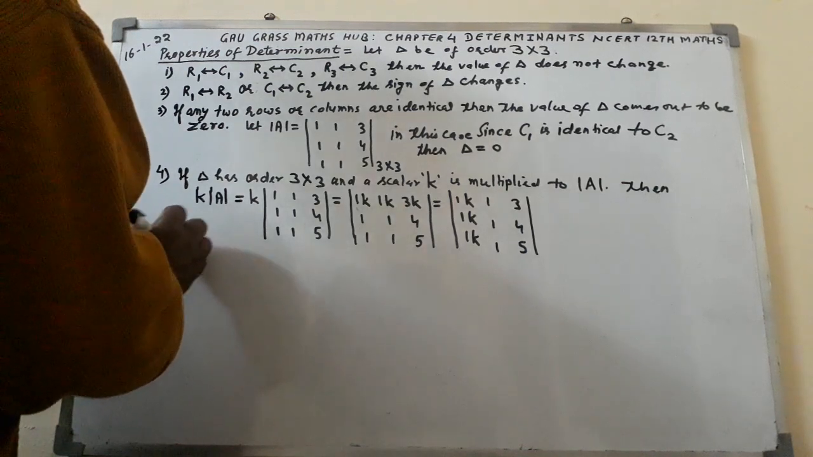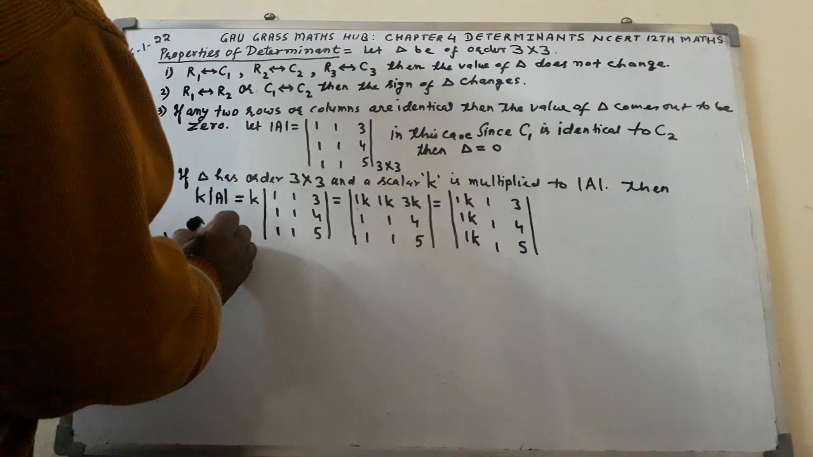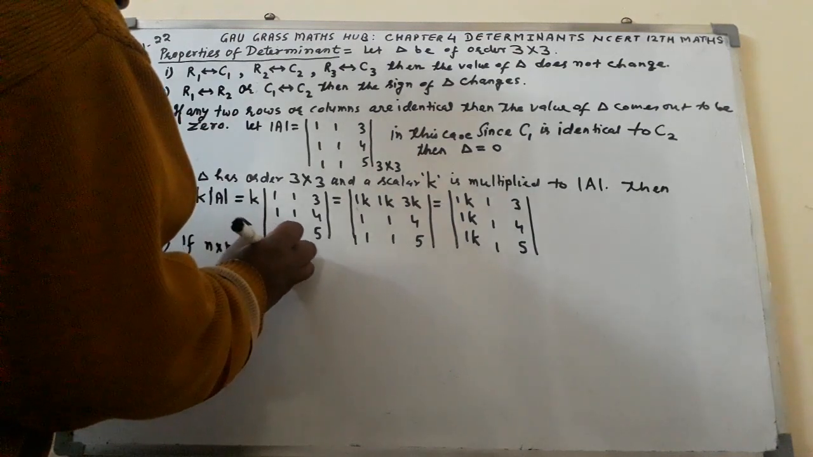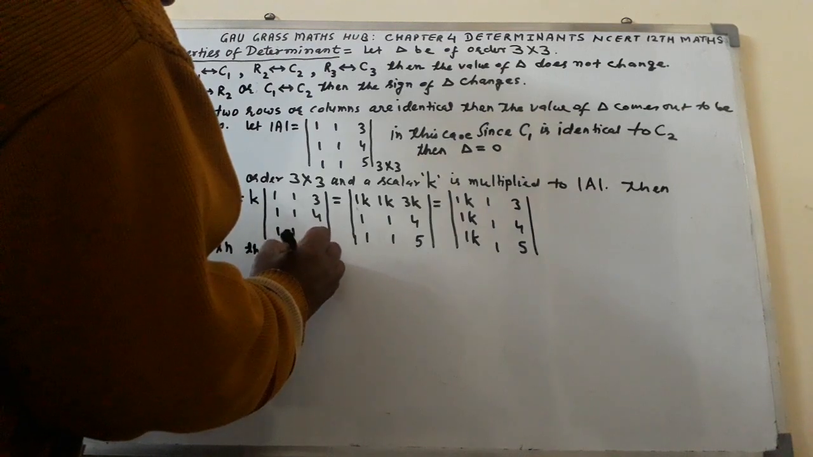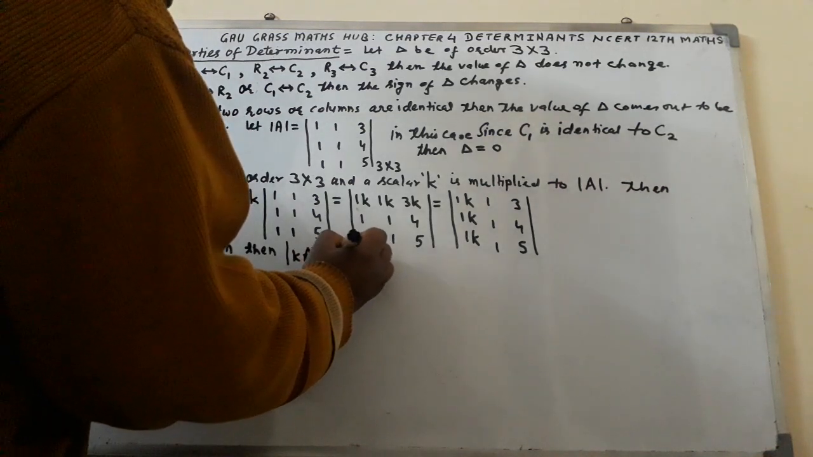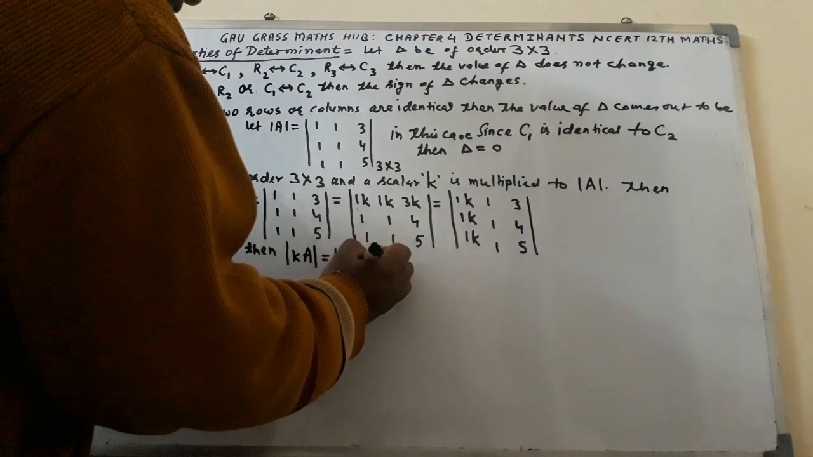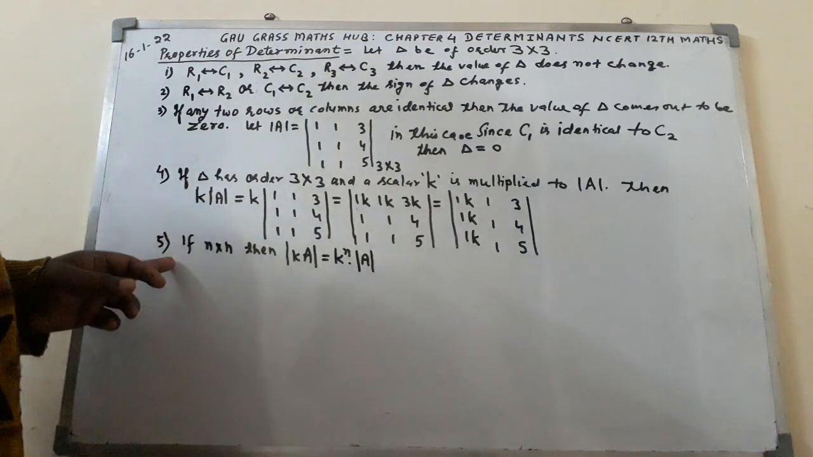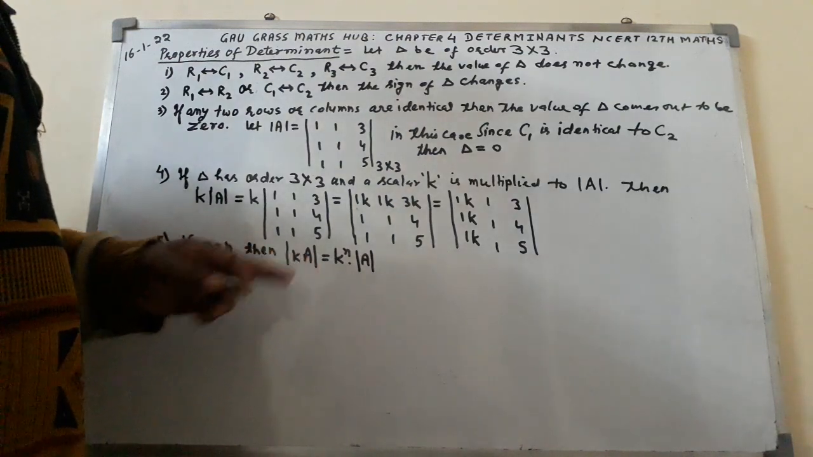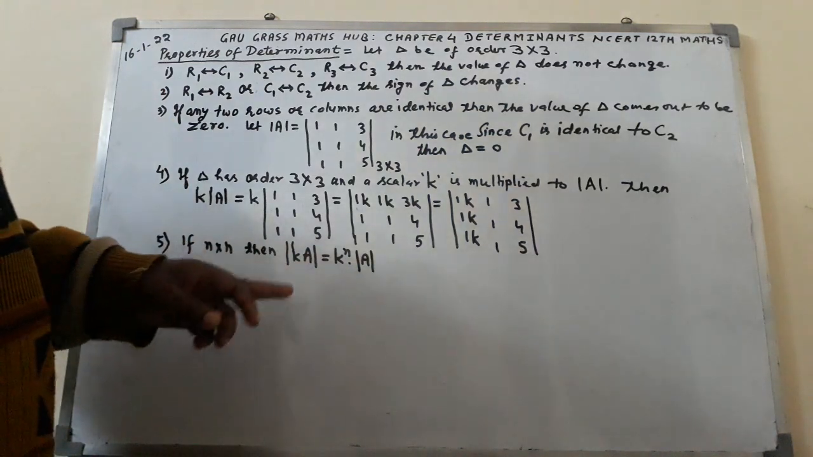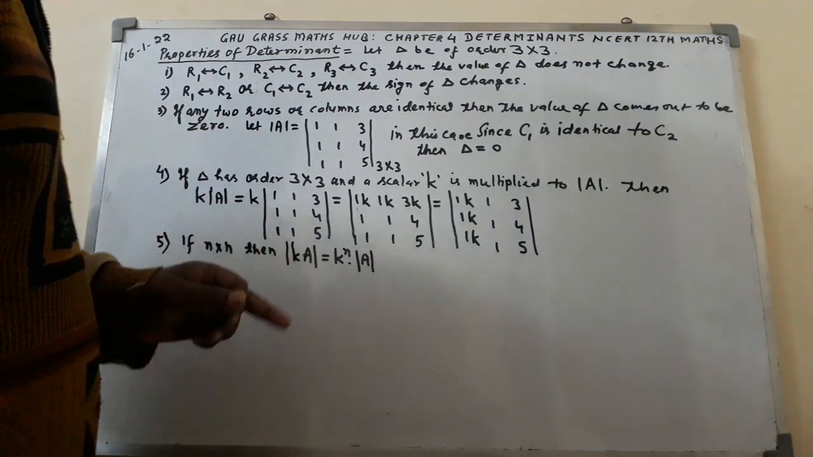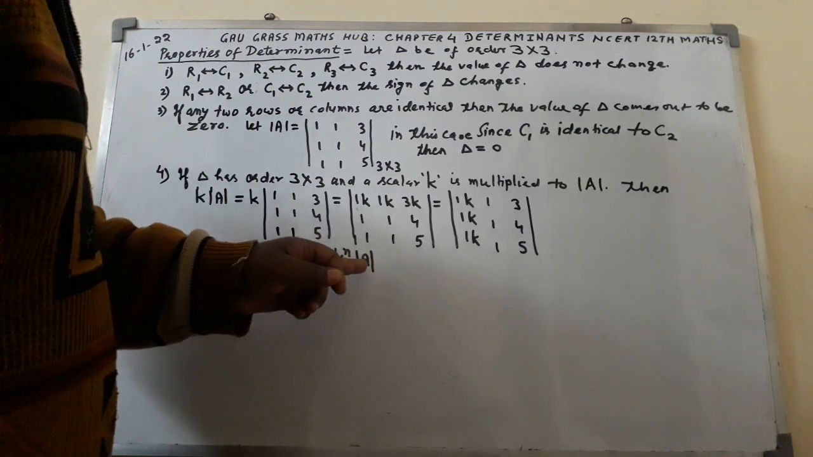Fifth property I am going to discuss here. If the determinant has order n cross n, then the determinant of kA, where k is a scalar multiplied to A, comes out to be k raised to the power n times the determinant of A.